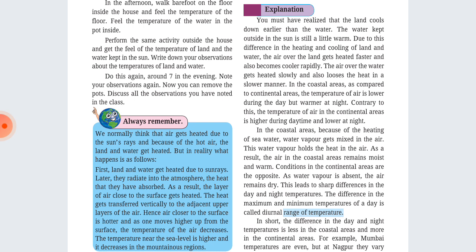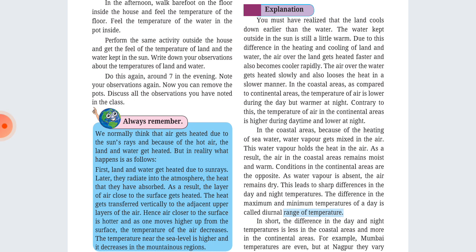Due to this difference in heating and cooling of land and water, the air over the land gets heated faster and also becomes cooler rapidly. The air over the water gets heated slowly and also loses the heat in a slower manner. In the coastal areas compared to continental areas, the temperature of air is lower during the day but warmer at night. Contrary to this, the temperature of air in the continental area is higher during the daytime and lower at night.